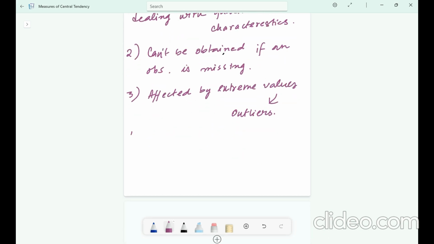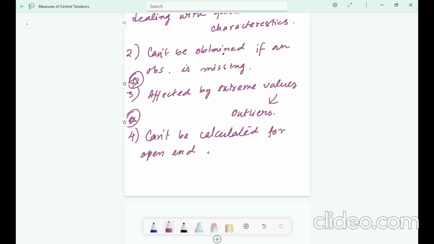And point number four is also important. Point number three is very important, and point number four is also very important, which is AM can't be calculated for open end classes. For example, below 10 or above 20. So yes, this is all about mean.